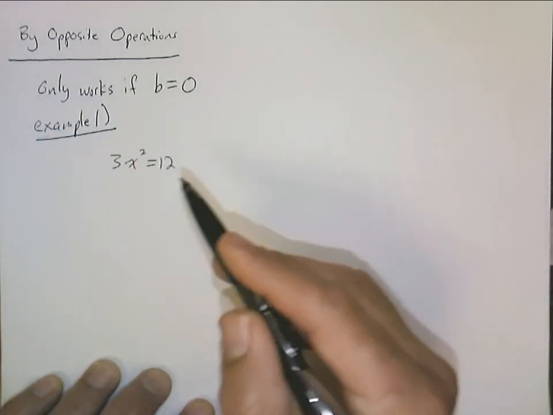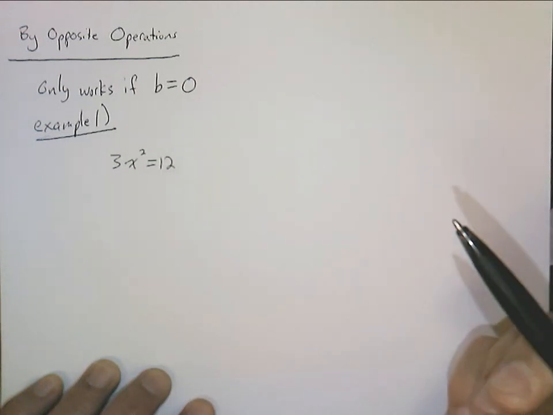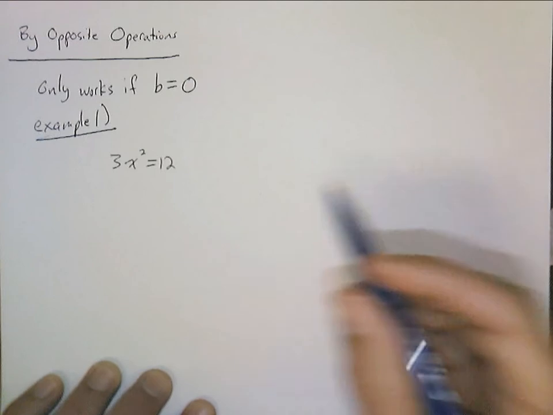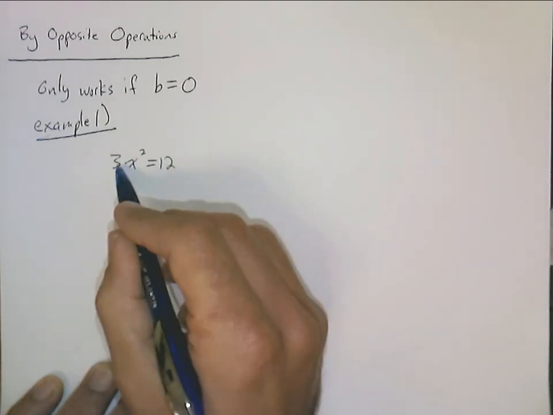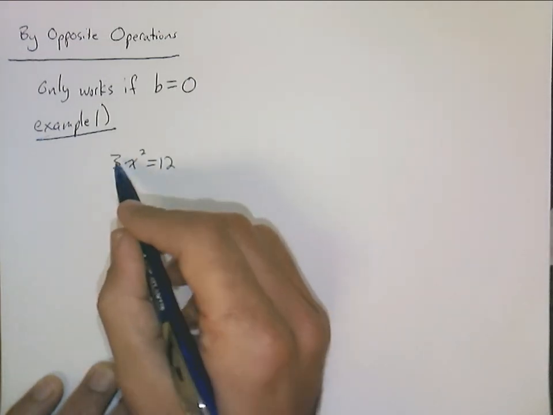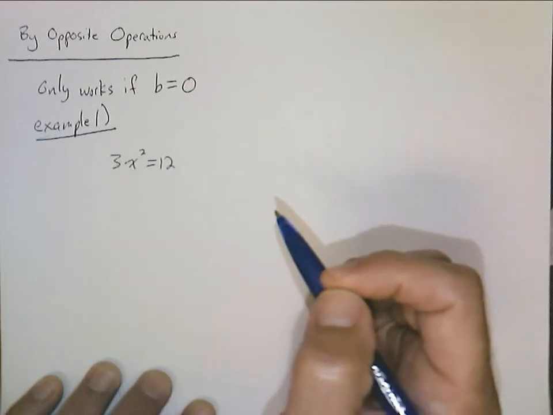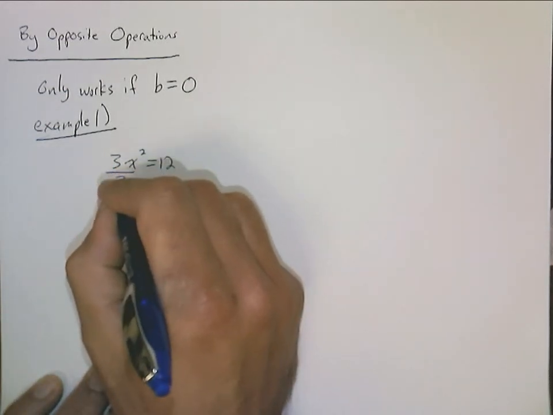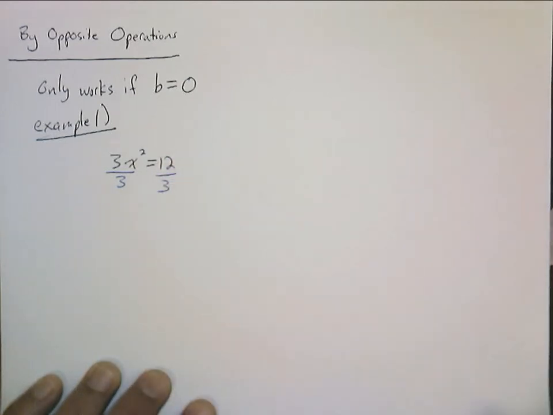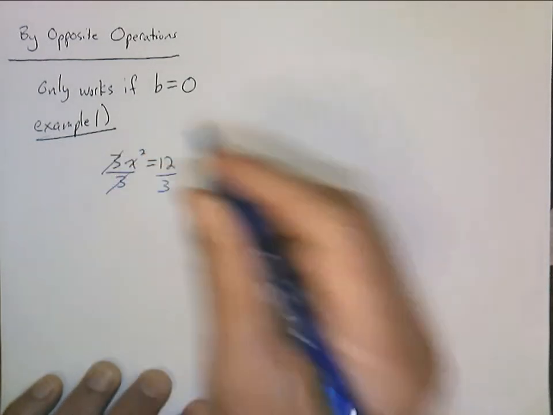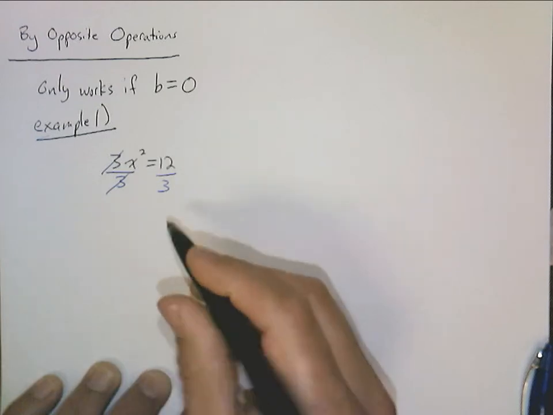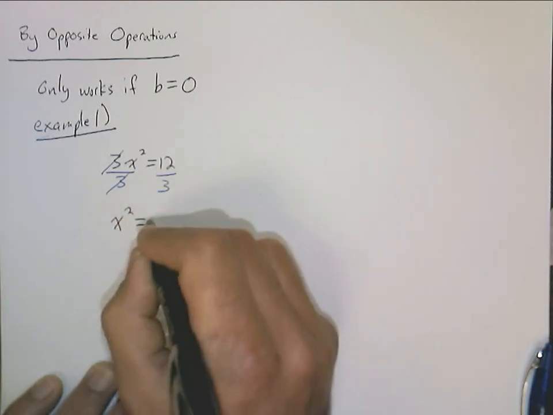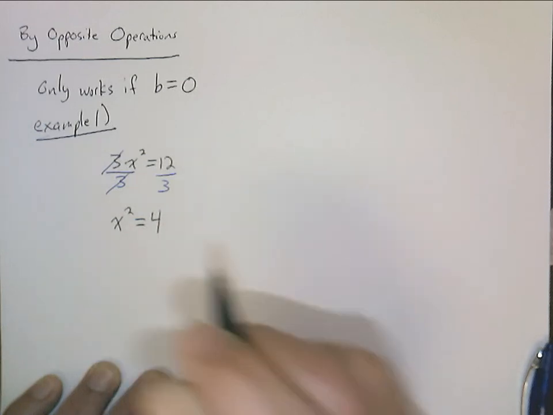And all we're going to do is undo what's being done to x in reverse order of operations. Of course, between an exponent and multiplication, reverse order says we need to undo this multiplication first. So we undo multiplying by 3 by dividing both sides by 3. Of course, that's going to cancel that 3 right there. So we're left with x squared is equal to 12 divided by 3, which is 4.